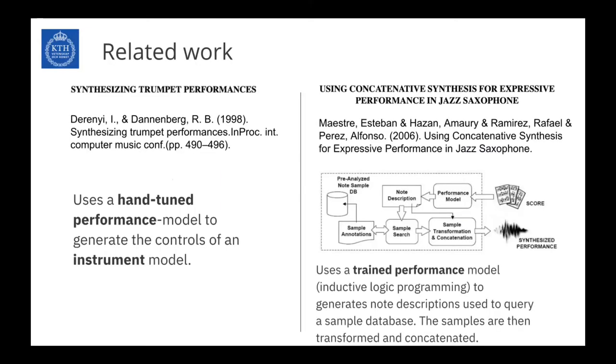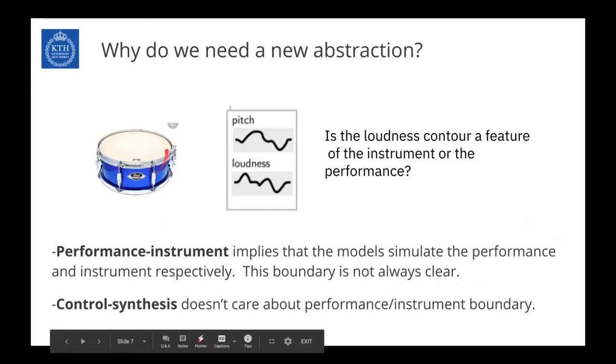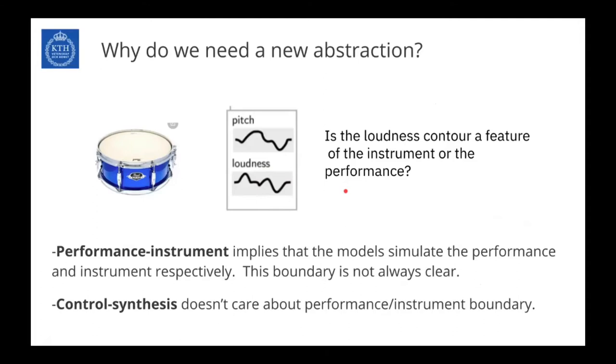Some related work has been done in this area prior to deep learning in neural audio synthesis becoming popular. These systems adopt a performance-instrument view of the synthesis problem. This implies that the performance model models the performance and the instrument model models the instrument. The problem is that this boundary is not always clear. For example, if we think of a drum recording, is the loudness contour of this drum recording a function of the performance or is it a function of the instrument? And the answer is probably both. The control synthesis model doesn't care about this performance-instrument boundary.